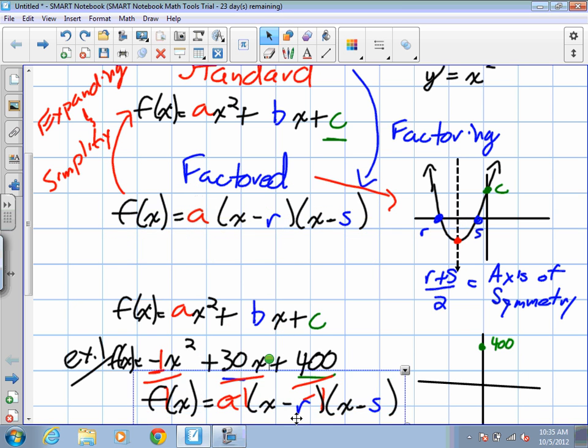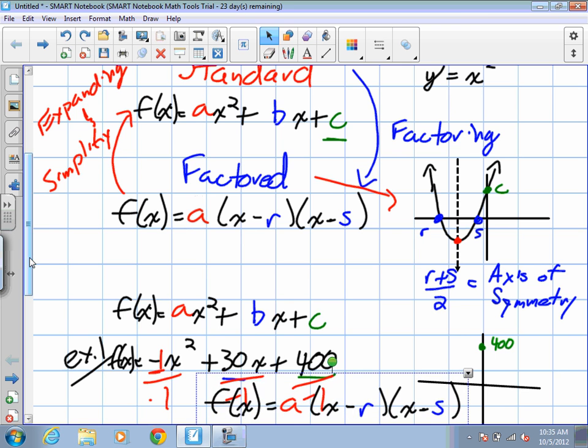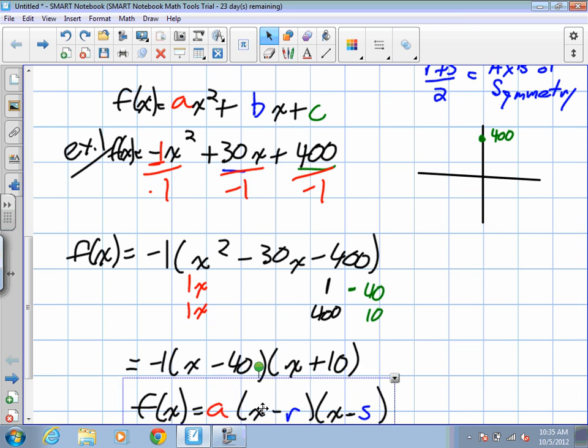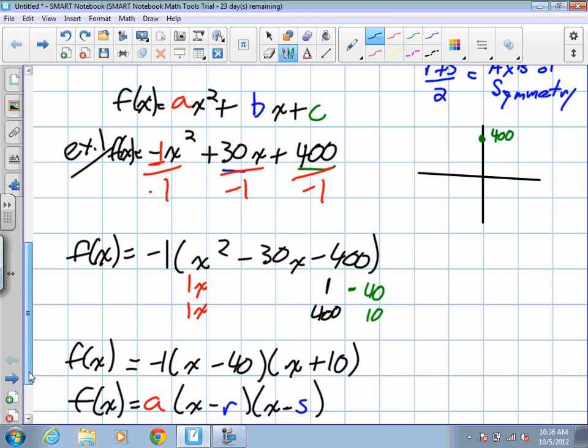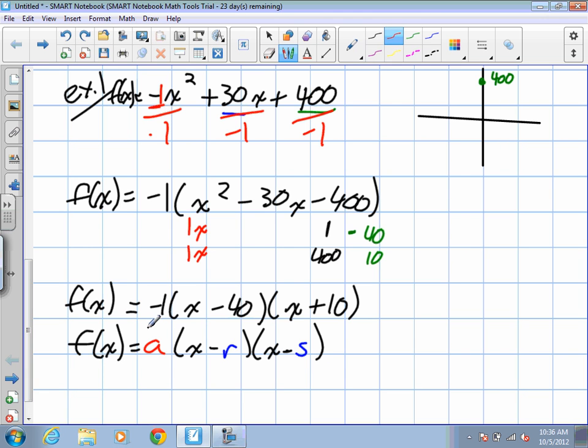Bring it downwards. If you notice, again, this is very similar to our factored form. f of x is equal to. Now in this case, our a term in standard form and factored form is the exact same. In all three forms, it will be the exact same. That's essentially the only variable in the forms that stays consistent. Our r in this case, or s, it doesn't actually matter which order you put them in, is 40. And in this one, our s is 10.